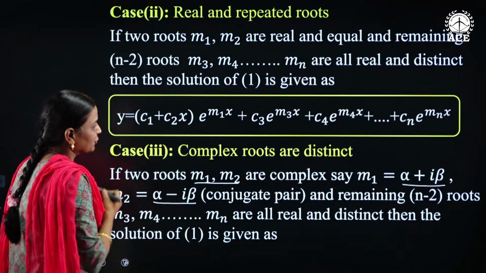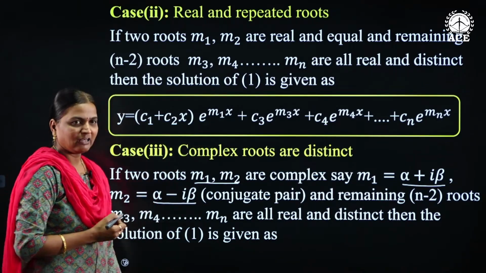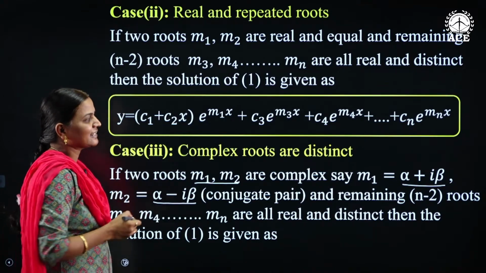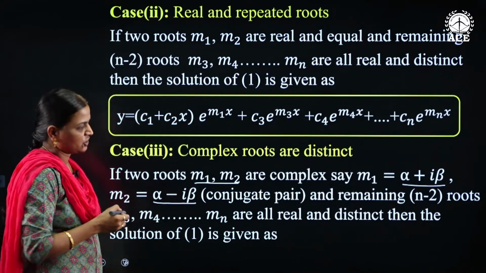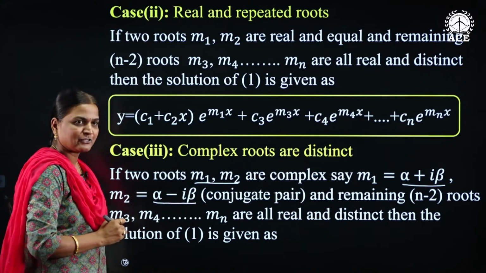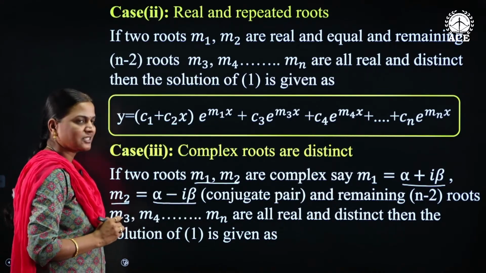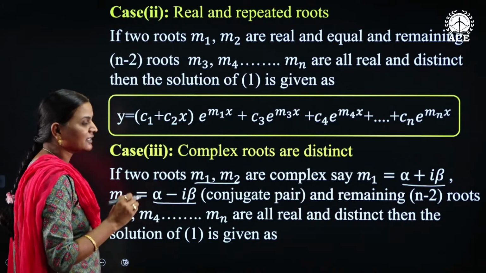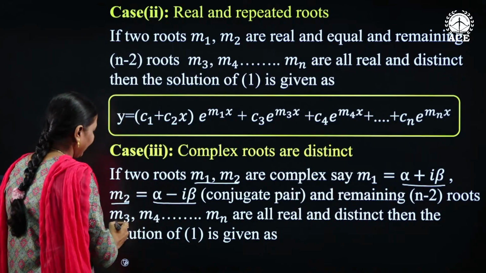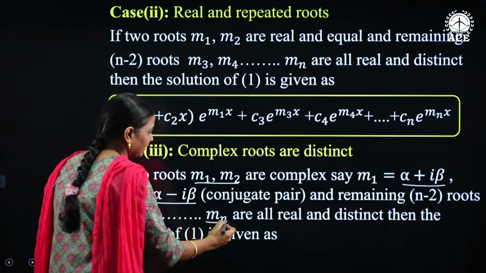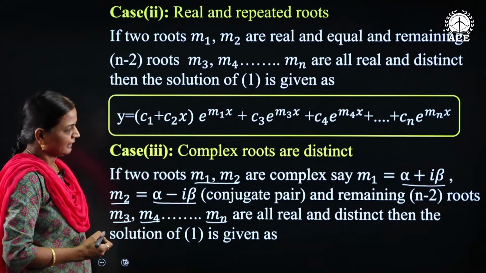So there exist two distinct roots, m1 is equal to alpha plus i beta. If m1 exists, then automatically its conjugate alpha minus i beta is also a root. Let us denote that as m2. So these two roots are complex and distinct roots. The remaining n minus 2 roots, m3, m4, so on, mn are all real and distinct.